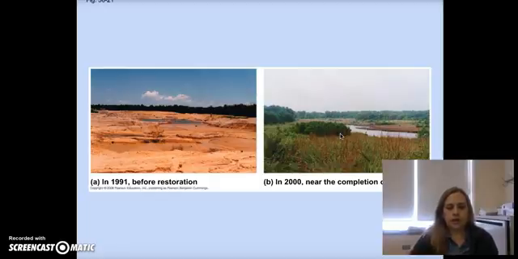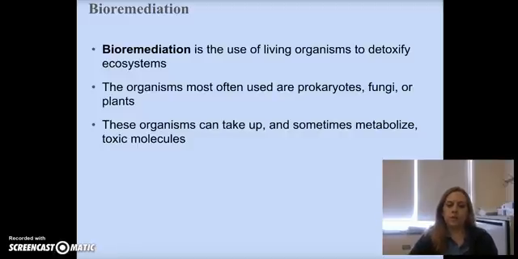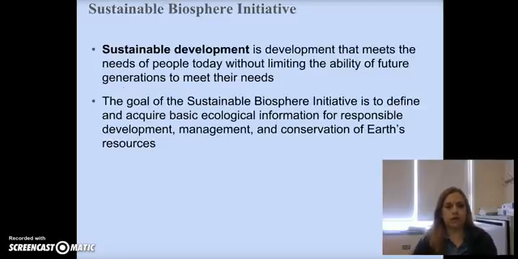Here we're looking at a restoration example. You can see this is 1991 before the restoration. It looks very, very different. A lot of plants have been brought in to try to restore the function of that wetland. Bioremediation is the use of living organisms to detoxify ecosystems. The organisms that are most often used are prokaryotes, fungi, or plants as well. These organisms are important because they can take up and even sometimes metabolize toxic molecules and break them down so they're not harmful.